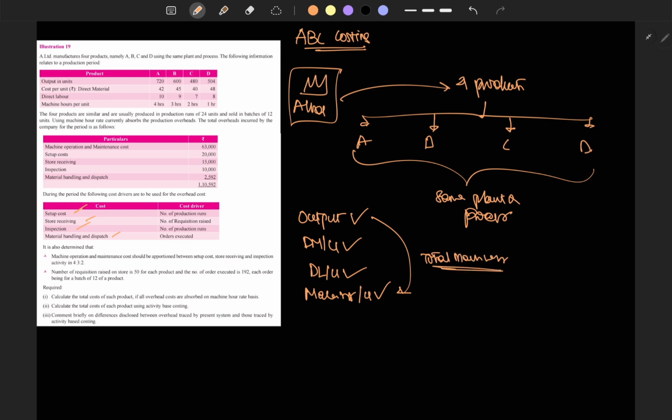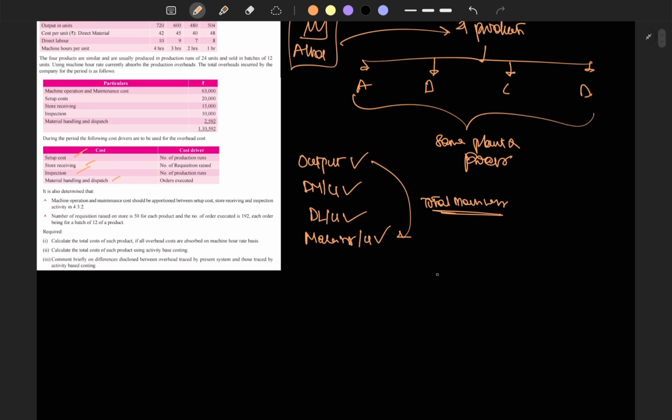The four products are similar and are usually produced in production runs of 24 units. So every production run gives 24 units. And what else? Sold in batches of 12 units. So every batch sold is 12 units.